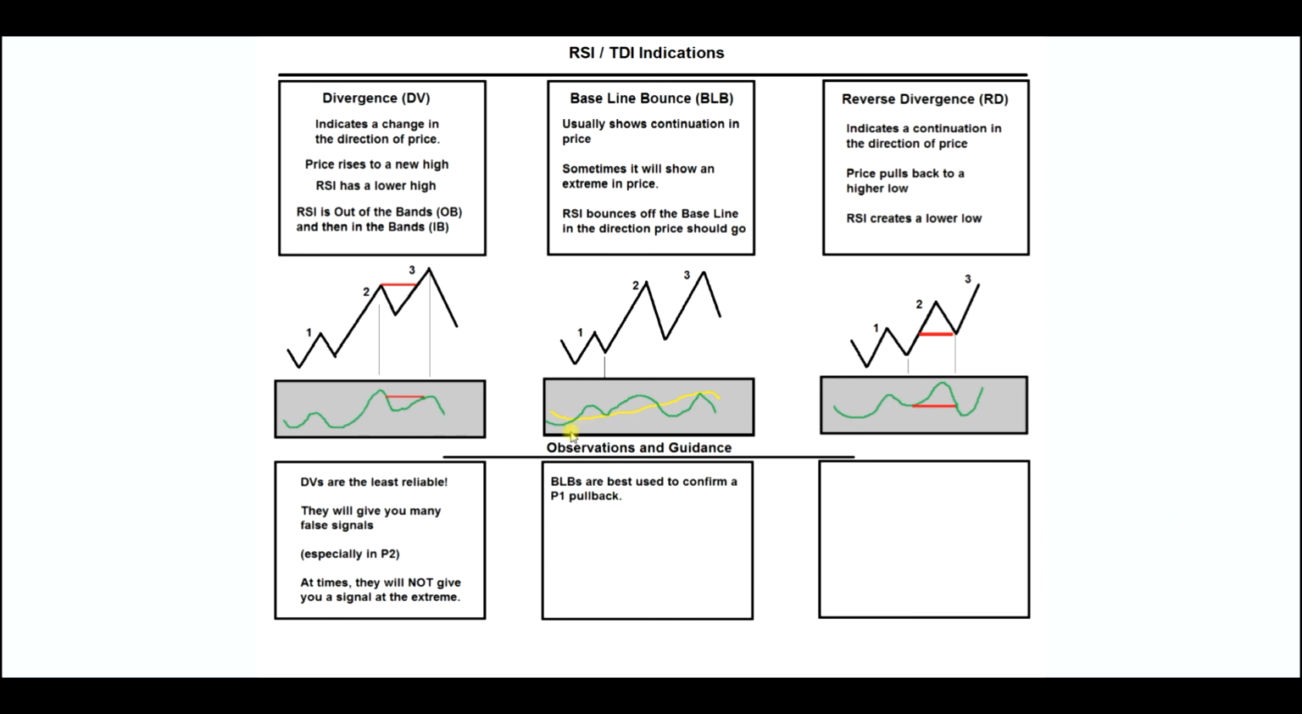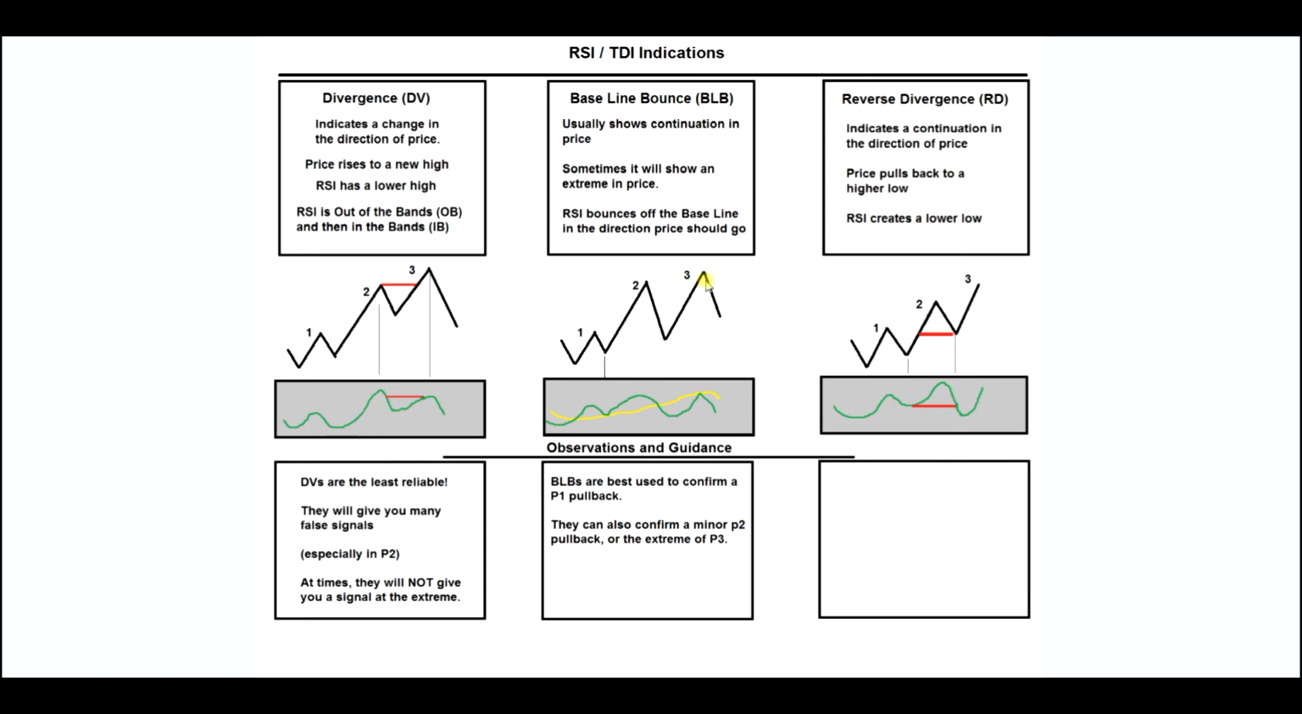Now on a baseline bounce, they are most reliable on showing a push 1 pullback. You get a push 1, pull back, it comes down and bounces off the baseline and goes forward. That's where they are the most reliable, confirming a push 1 pullback. And they can also confirm a minor push 2 pullback or the extreme of a push 3. Like you've got on push 2 going up, you can have 3 sub pushes in here. On the pullback of the sub push 2 going into it, you can get a baseline bounce going up.